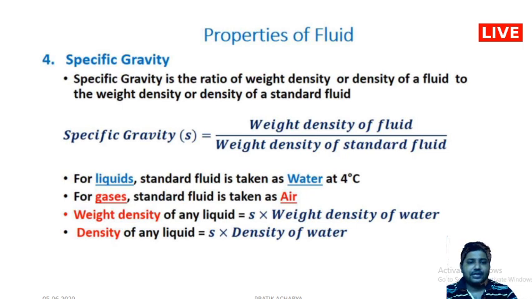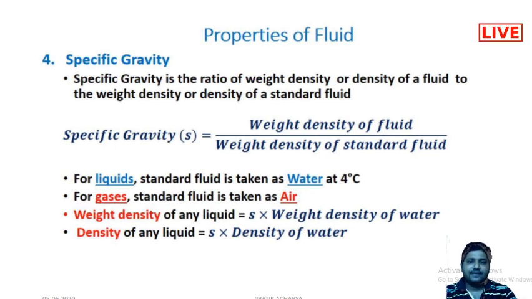The fourth property is called specific gravity. Specific gravity is a non-dimensional number, and it is used to identify which fluid is heavier and which is lighter. Suppose you take the example of oil and water. Oil has a specific gravity of around 0.8 and water has a specific gravity of 1. That is why oil always floats on water.